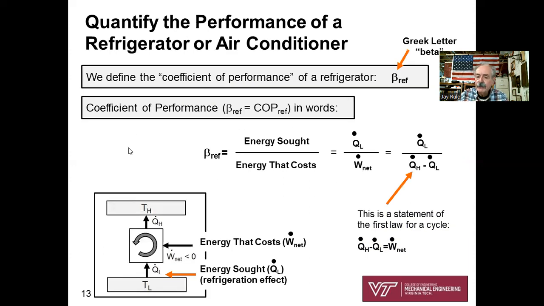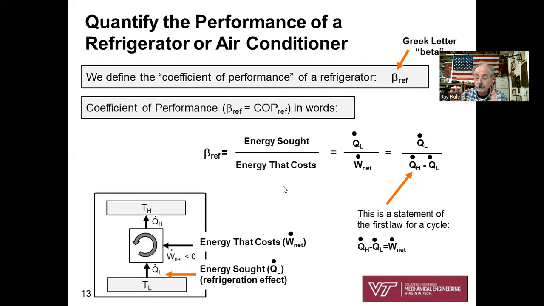Let's move on to a refrigerator or an air conditioner. Both of these pieces of equipment work in the same thermodynamic cycle. The way we define the performance of a refrigerator or an air conditioner is with the Greek letter beta, beta refrigerator. That's the Greek letter beta, not letter B. In a lot of places you don't see beta, but you will see COP for coefficient of performance. These are synonyms.